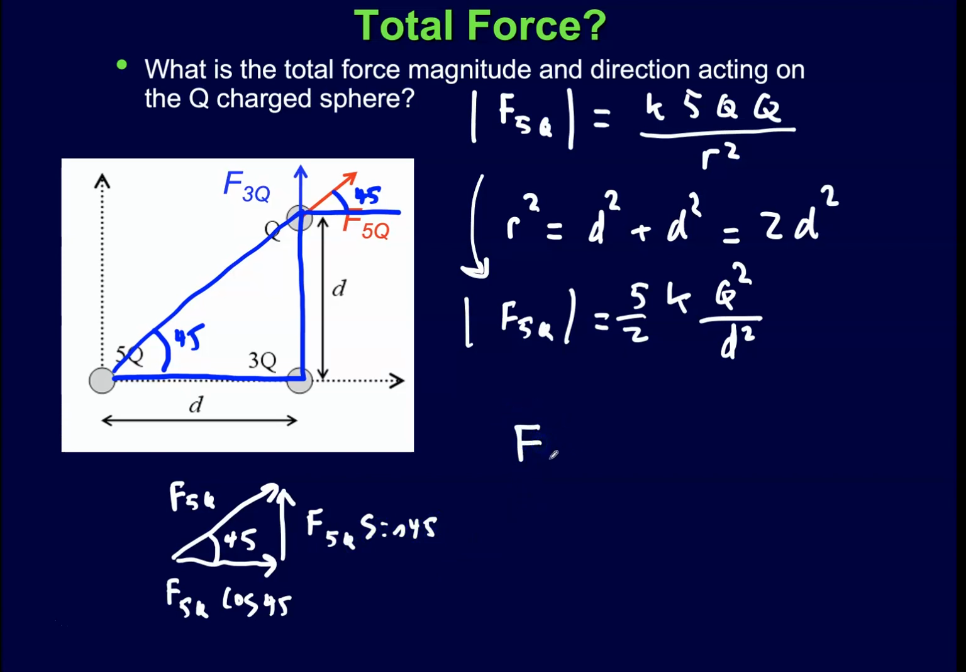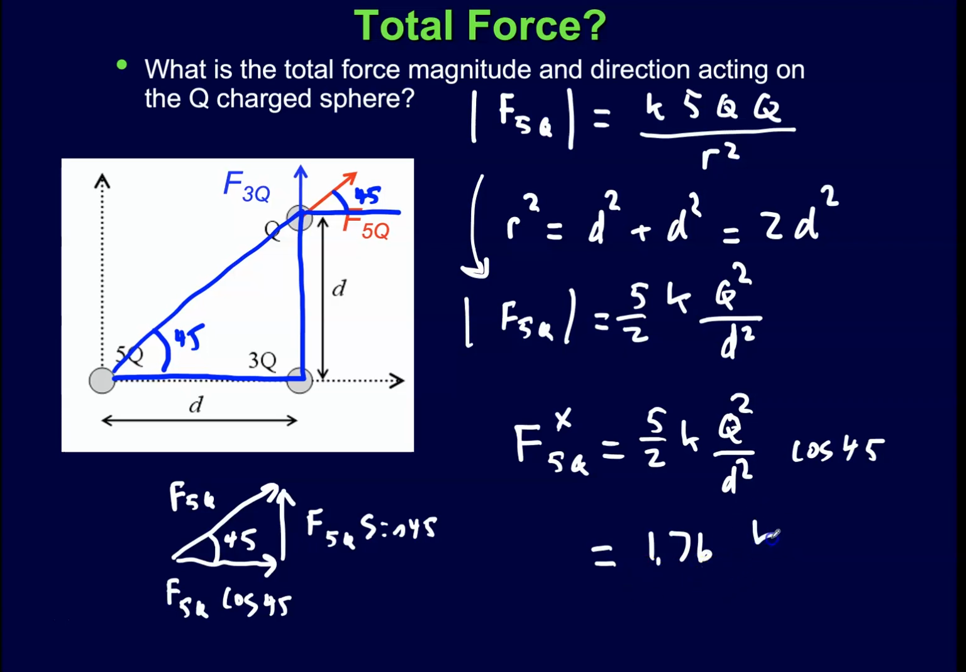And so my force of 5q, the question was asking for this in the x component, would then be equal to this, and so it would be 5/2 kq squared over d squared, and again this would be times cosine 45. And when I went through and multiplied that, I got something pretty close to 1.76 kq squared over d squared.